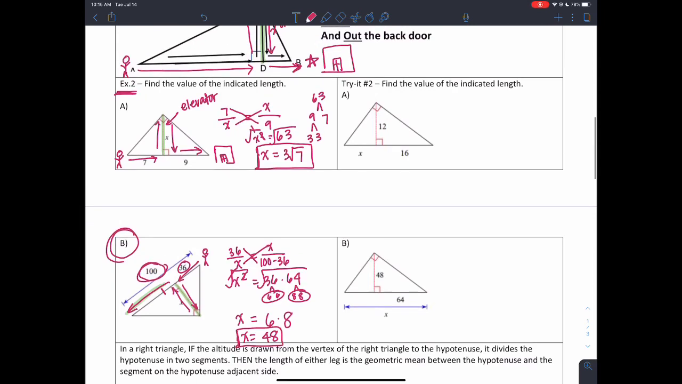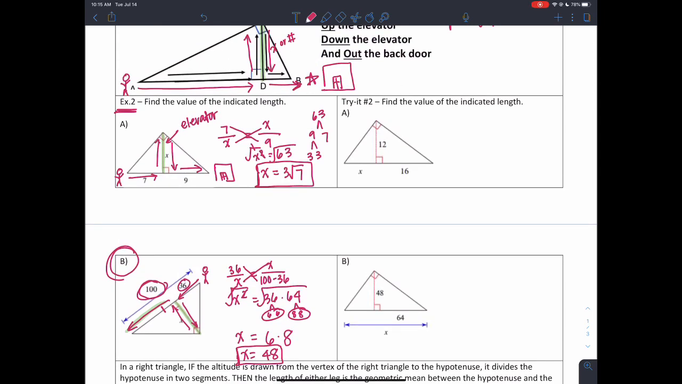All right, I would like you to try number 2, letter A, and find the value of the indicated length, which is x. So here we would go inside the building, which is x, go up the elevator, which is 12, equal that to going down the elevator, which is 12 over 16. Then multiply. So here, because x is on top, I could just multiply by 12 on both sides. 12's on the left cancel out. x equals 144 divided by 16.